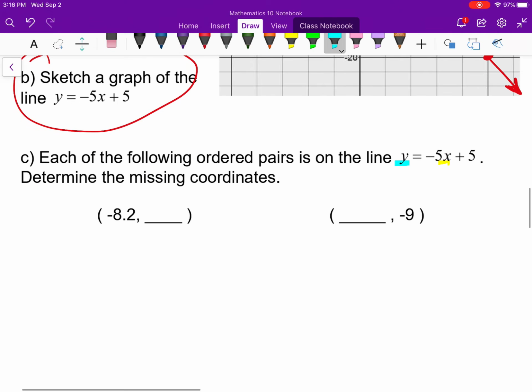All right, so for the first equation, I know the x coordinate is negative 8.2. I don't know the y coordinate. So how do I figure out that y coordinate?